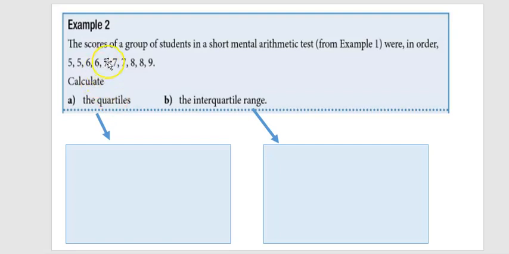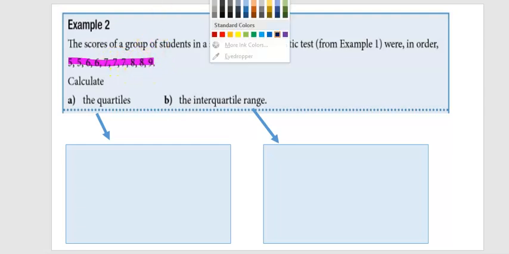5, 6, 6, 7, 7, 7. So it has been arranged in order. Calculate the quartiles. For us to calculate the quartiles, it means we need the lower quartile, the upper quartile, and even the middle number. So let's see how many numbers there are. We have 1, 2, 3, 4, 5, 6, 7, 8, 9, 10. Right, so there are 10 numbers.